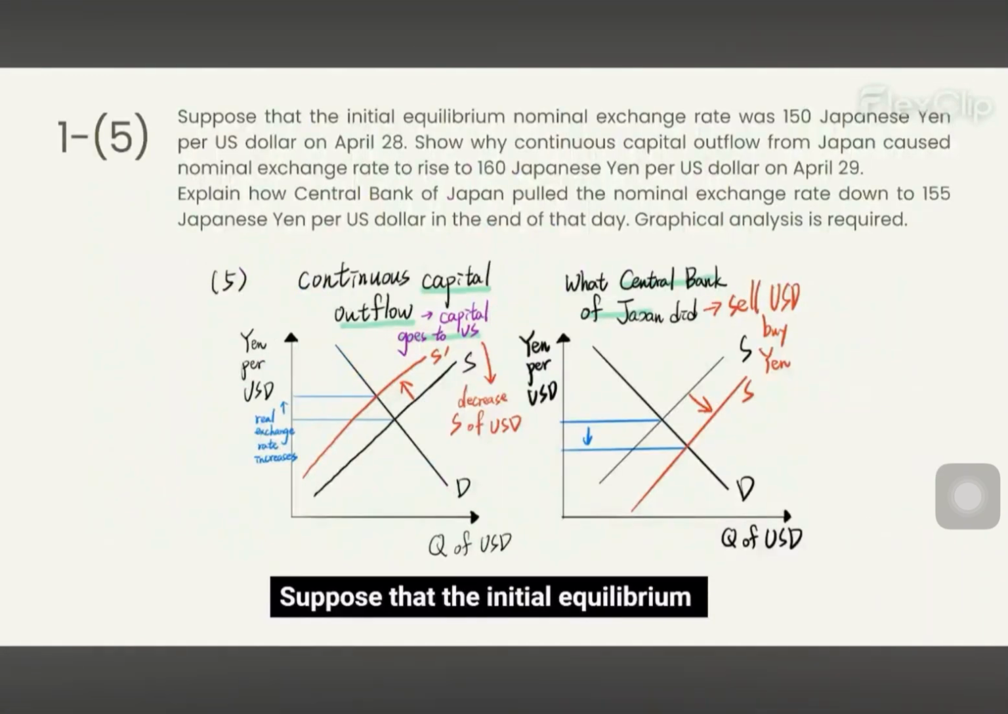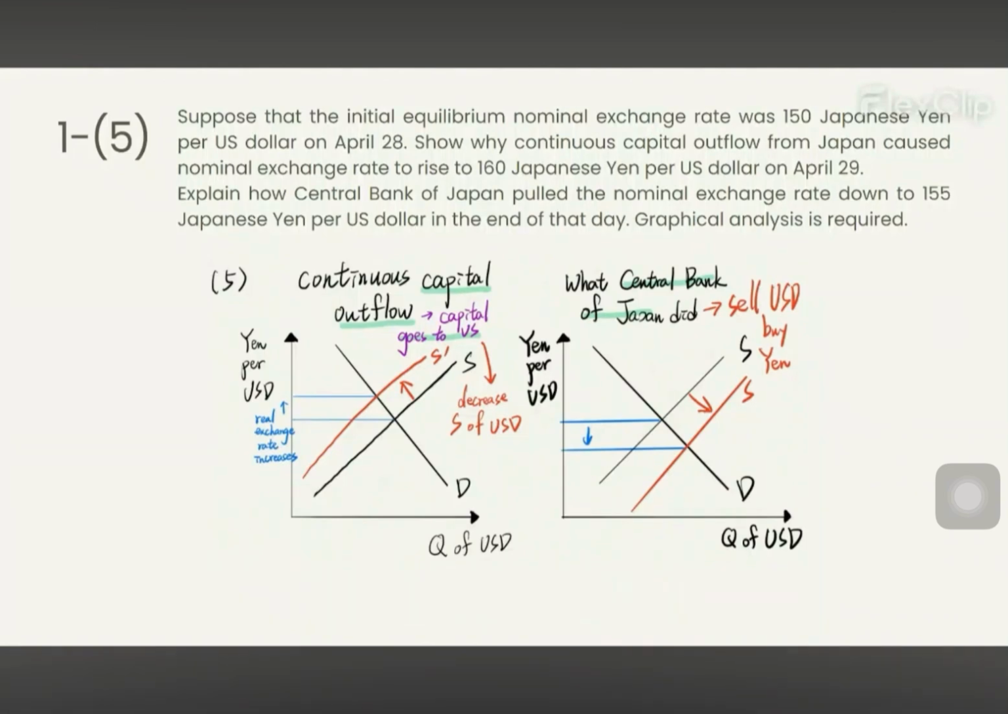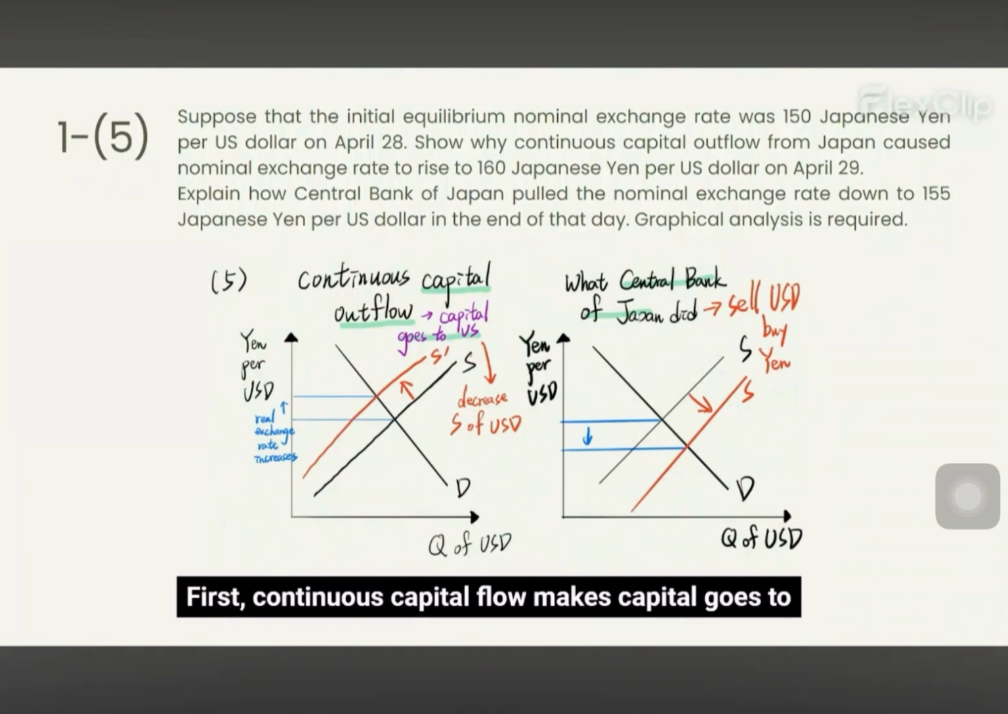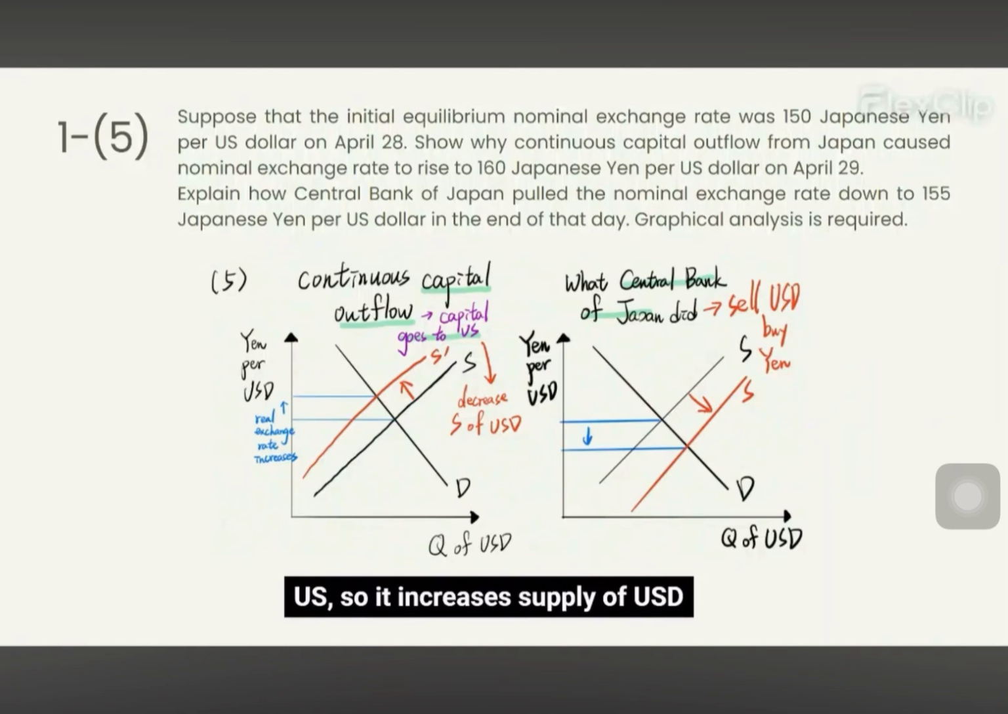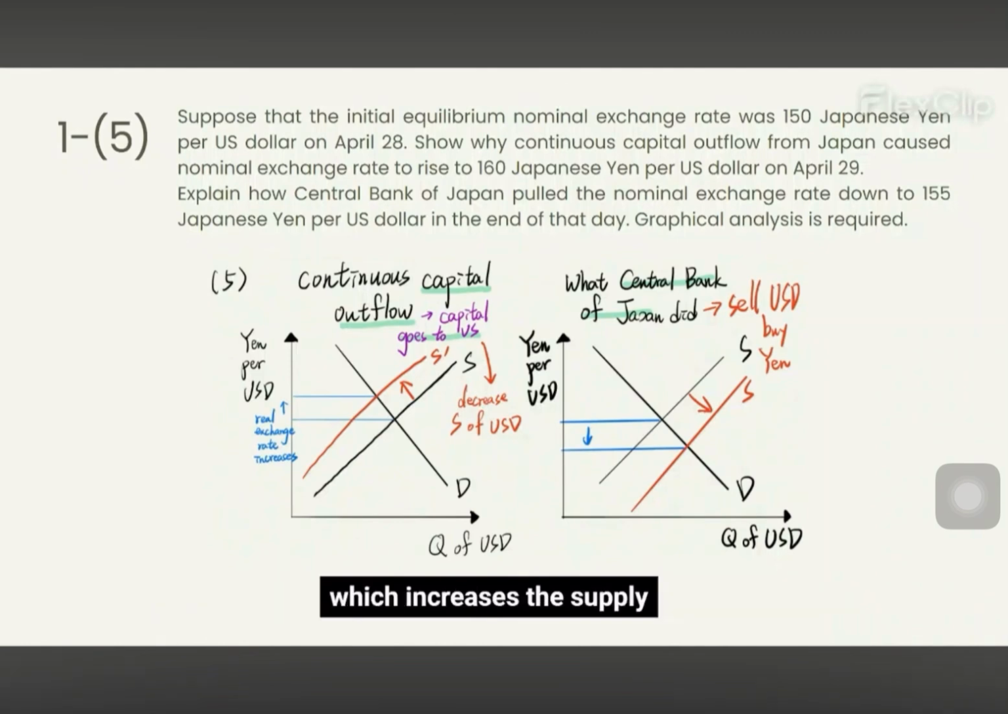Suppose that the initial equilibrium nominal exchange rate was 150 Japanese yen per US dollar on April 28. Show why continuous capital outflow from Japan caused the nominal exchange rate to rise to 160 Japanese yen per US dollar on April 29. Explain how the Central Bank of Japan pulled the nominal exchange rate down to 155 Japanese yen per US dollar at the end of that day. Graphical analysis is required. First, continuous capital outflow sends capital to the US, so it decreases the supply of USD, and the exchange rate increases. Then, the Central Bank of Japan sells USD and buys yen, which increases the supply and decreases the exchange rate.